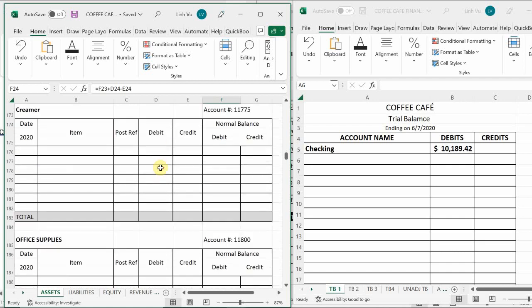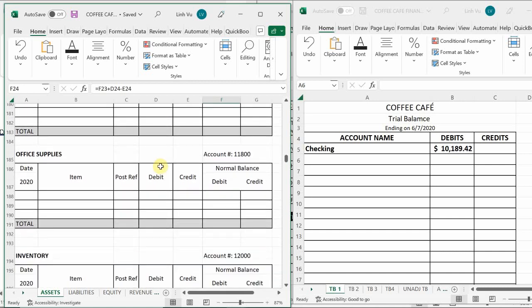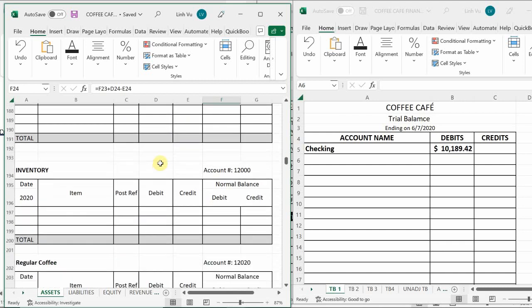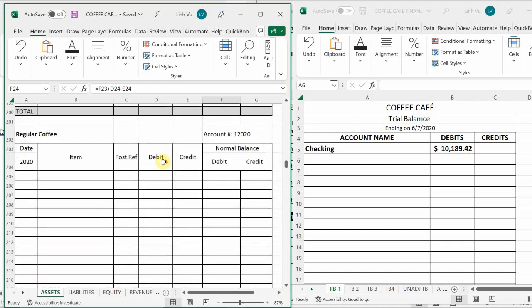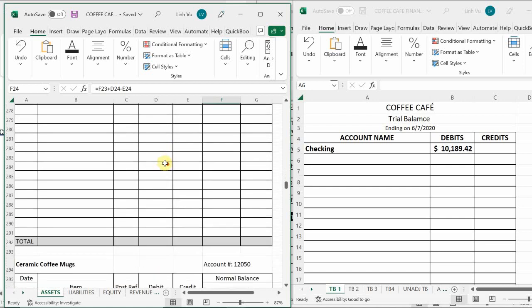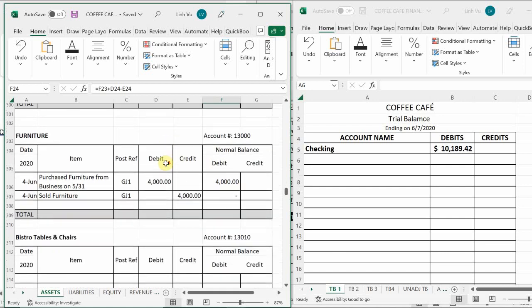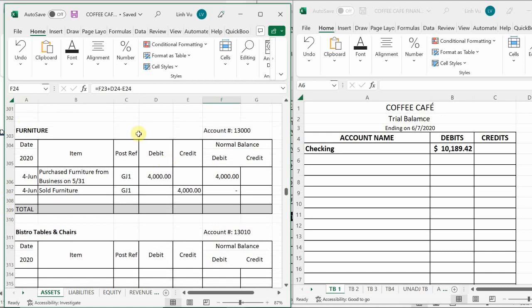I haven't purchased anything from my store yet except for the necessity things that I need right now, which is to slowly remodel my store to get it ready. Okay? So let's see what the next one is. Office supplies, nothing there. Inventory, I have yet to order inventory, so no regular coffee, Supreme coffee, or any ceramic coffee mugs, so nothing there. Oh, but I have purchased furniture.